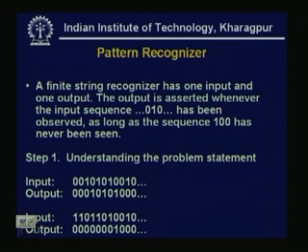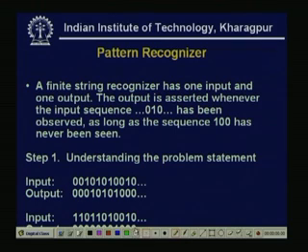Say input. Now, we see an example. See, 1 0 has come, output 0; 0 has come, output 0; 1 has come, output 0. Now, 1 0 has come. So, see, this is a 0 1 0 and the condition is satisfied. So, one output is generated. This is one output.